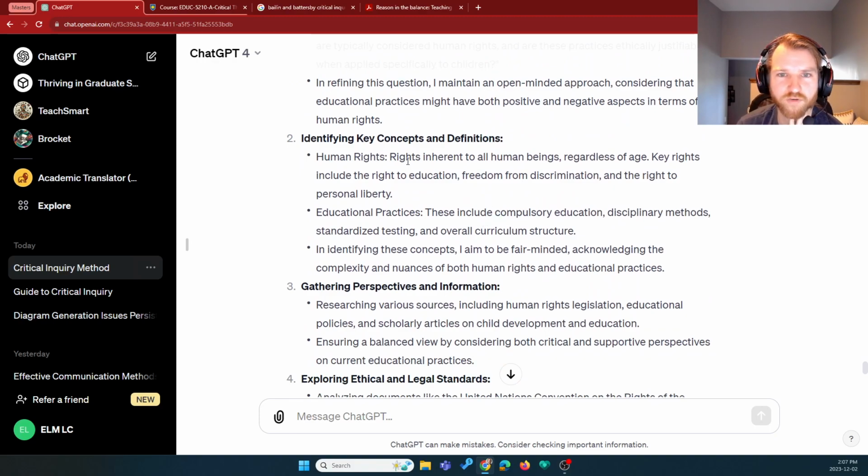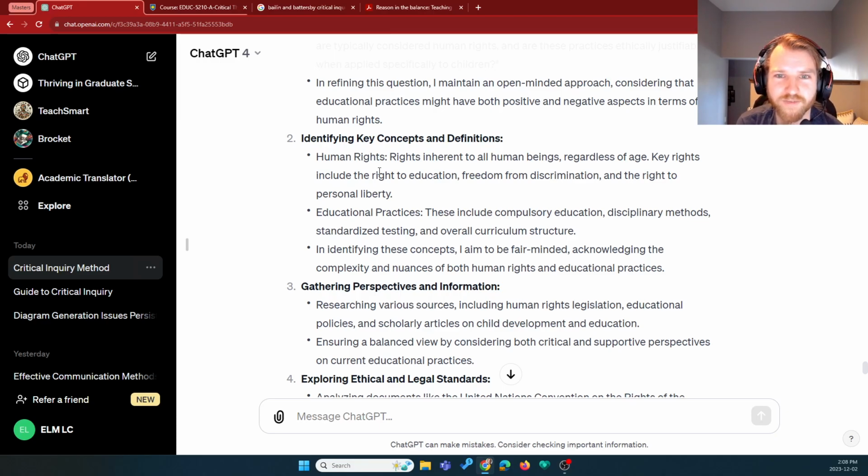All right, so my first immediate feedback is just thinking that this seems a bit brief, but it's easy to read at this point. So, identifying key concepts and definitions, human rights. Rights inherent to all human beings, regardless of age. Key rights include the right to education, right from discrimination, and the right to personal liberty.